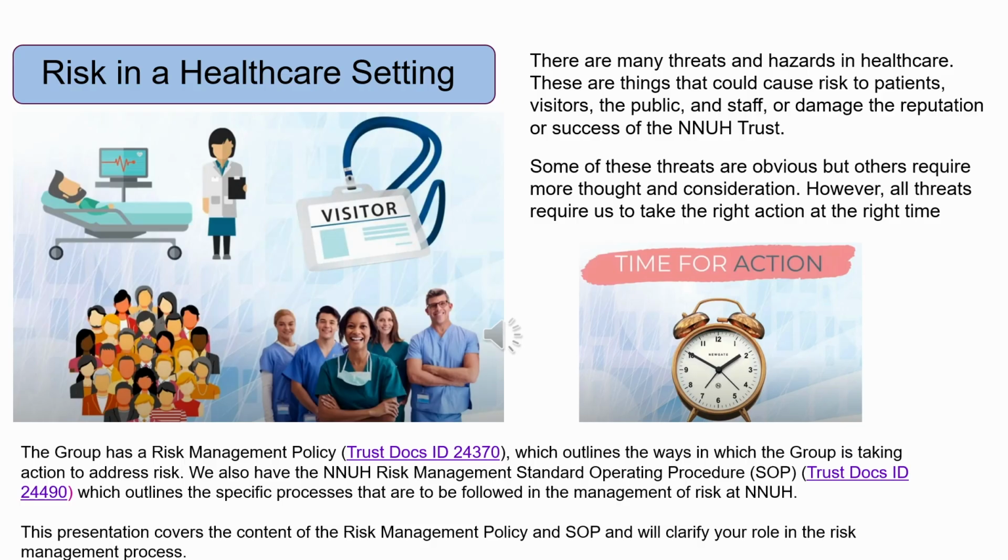The Trust has a risk management policy, Trust Docs ID 1041, which outlines the ways in which the Trust is taking action to address risk. We also have the NNUH Risk Management Standard Operating Procedure, which outlines the specific processes that are to be followed in the management of risks. Links to both these documents can be found on the PowerPoint version of this presentation and on the Risk Management page of the BEAT. This presentation covers the content of the Risk Management Policy and SOP and will clarify your role in the risk management process.